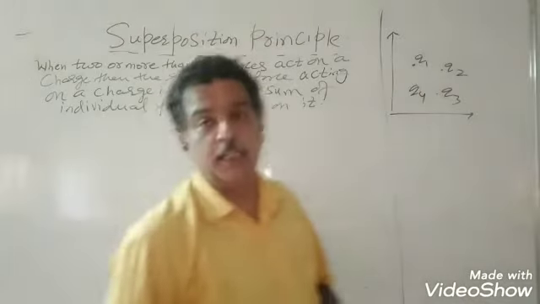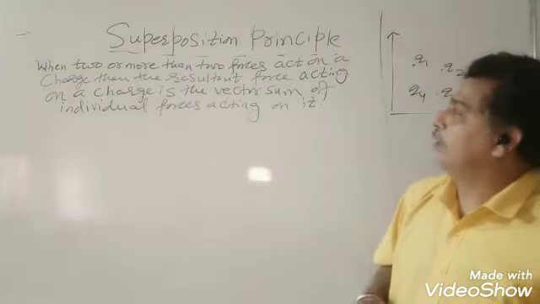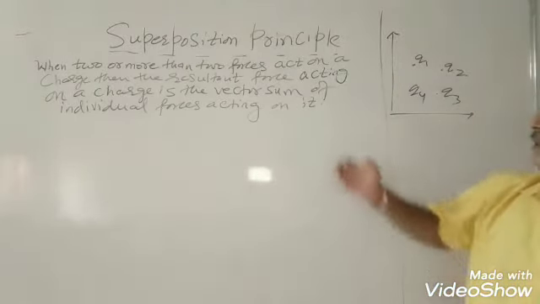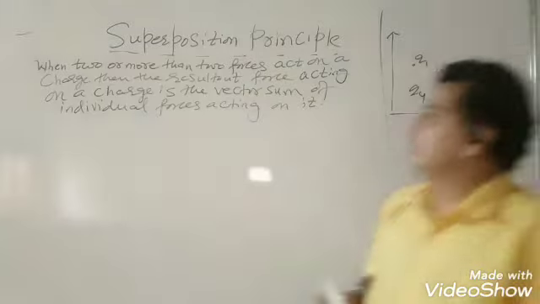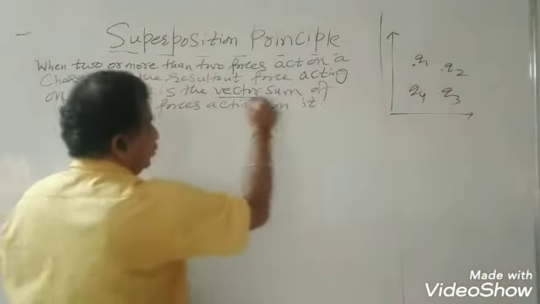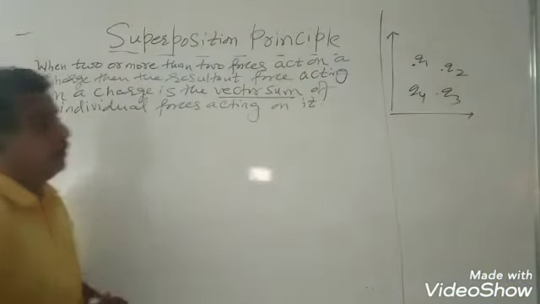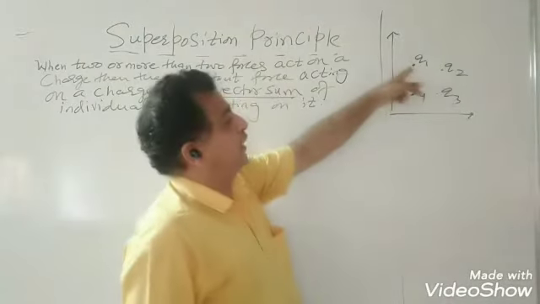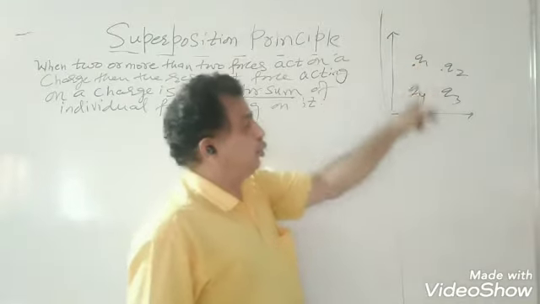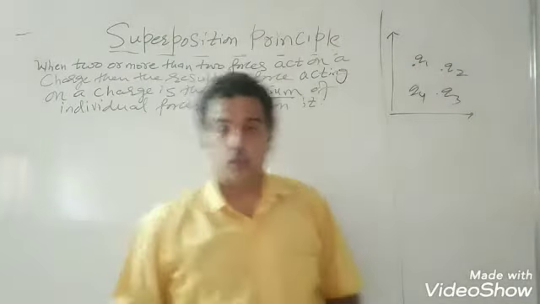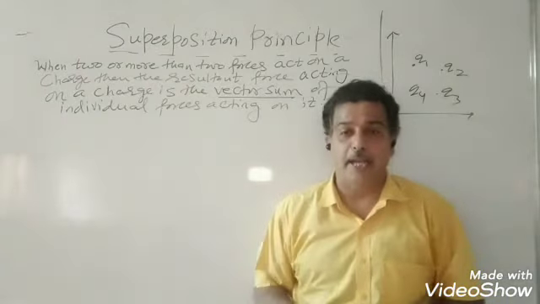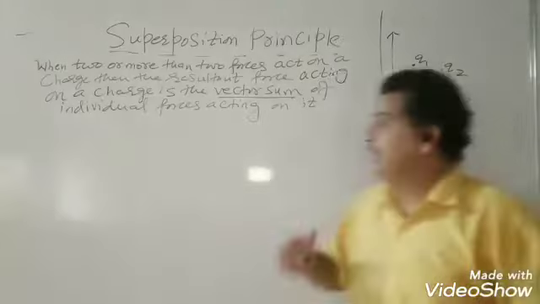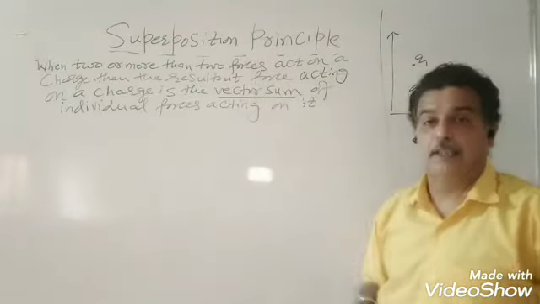On a particular charge, there are 2 or more than 2 forces. These forces are the Coulombian or electric forces. Then the resultant force acting on a charge is the vector sum. Why do we need to say a vector sum? Because the direction of the force acting on 1 due to 2 and the direction of the force acting on 1 due to 3 or 4 is different. So you cannot simply add the forces because the directions are different. So we need to find out their vector sum.